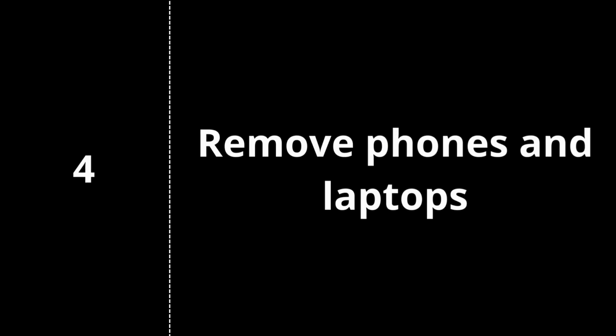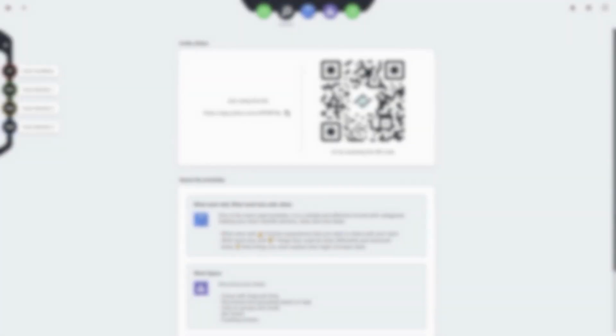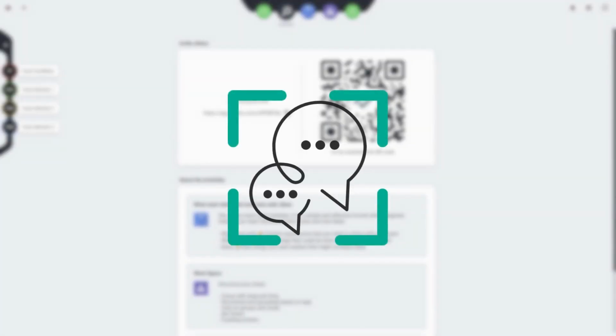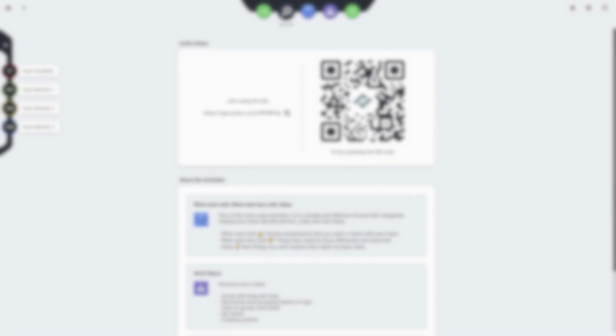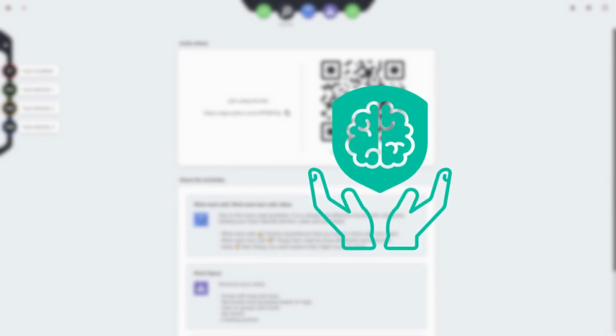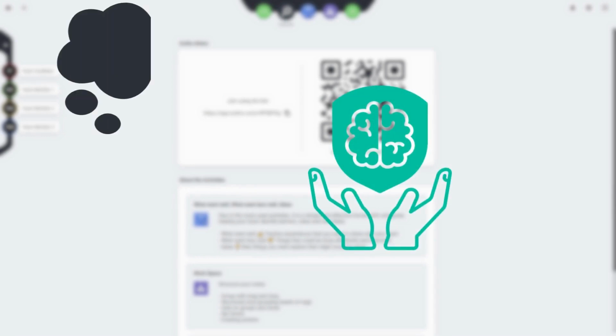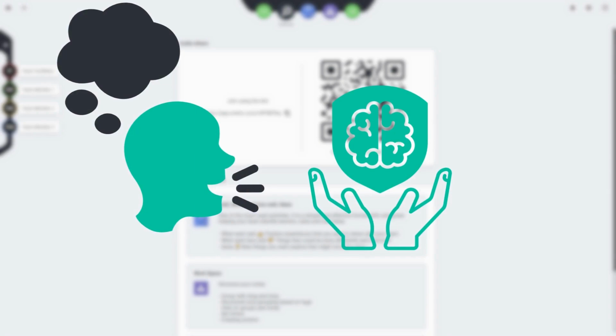Ask everyone to remove their phones and laptops during discussions. This will allow everyone to focus on what is being said or discussed, and whoever is speaking will feel more heard and that their input matters. Additionally, this can increase the psychological safety, making it easier for each individual to speak their mind.